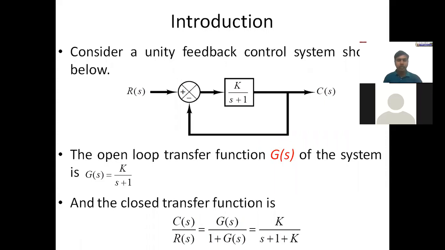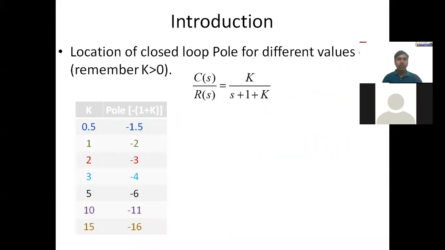After getting this closed loop transfer function, if you want to know the stability of the system, the important thing is to know the pole locations on the S-plane. Based on the pole locations, we can find the stability of the system. If the poles lie on the left side of the S-plane, we say the system is stable. If they lie on the right side, it is unstable. And if they lie on the imaginary axis, we say it is marginally stable.